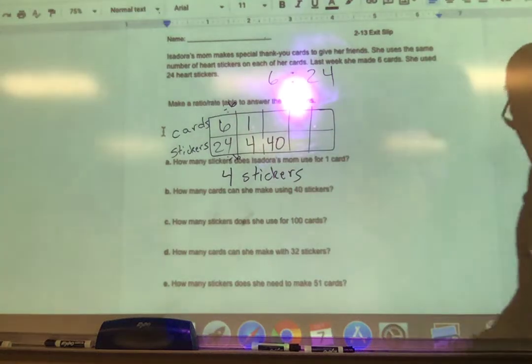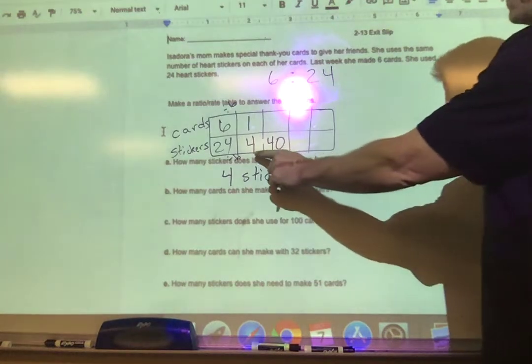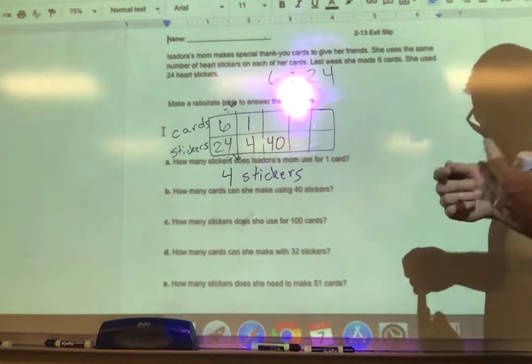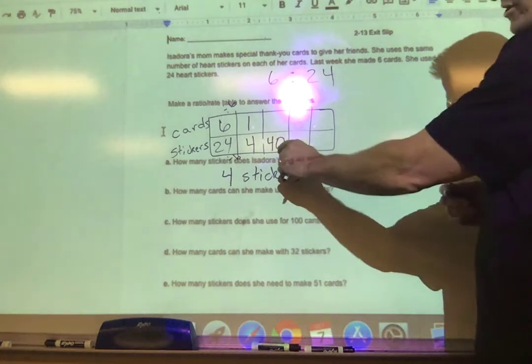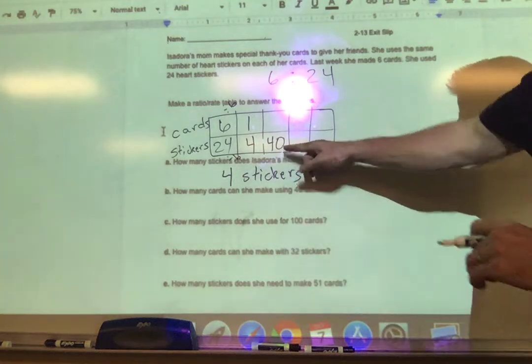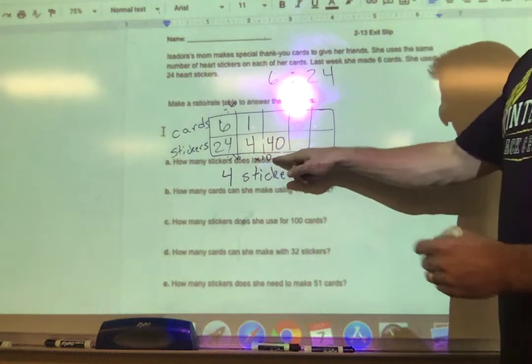But remember, we can multiply also to get things places. So I see a pattern here that if I go 4 stickers and I want to get it to 40, my brain sees that I multiplied by 10. Or somebody could think 40 divided by 4, and that would get me 10. That tells me this is 10 times bigger. So if my brain sees that that's 10 times bigger, I know I take it times 10.